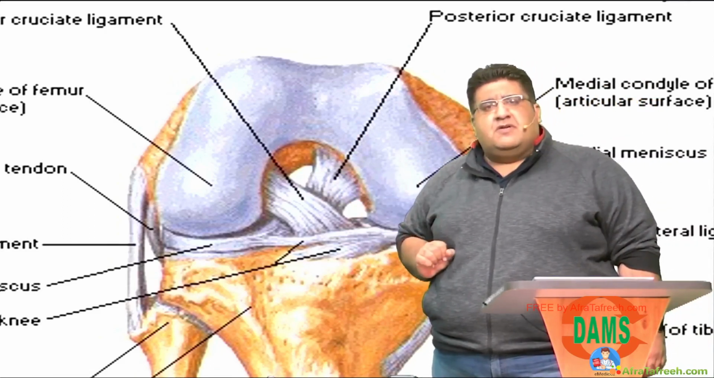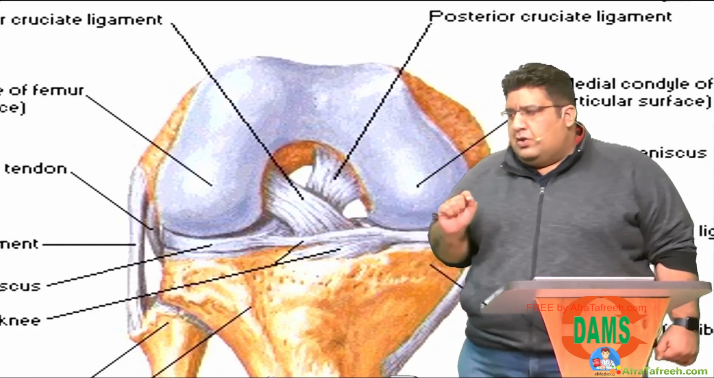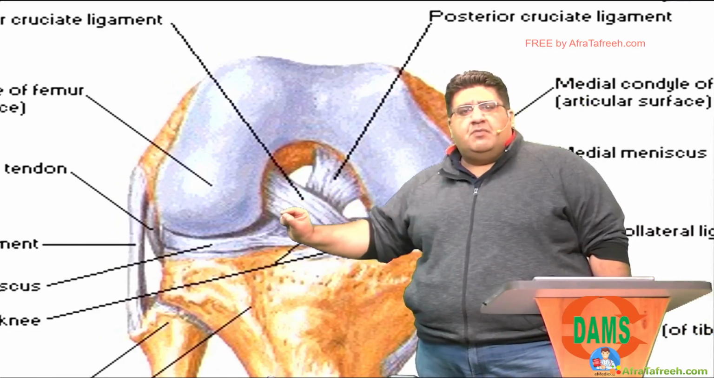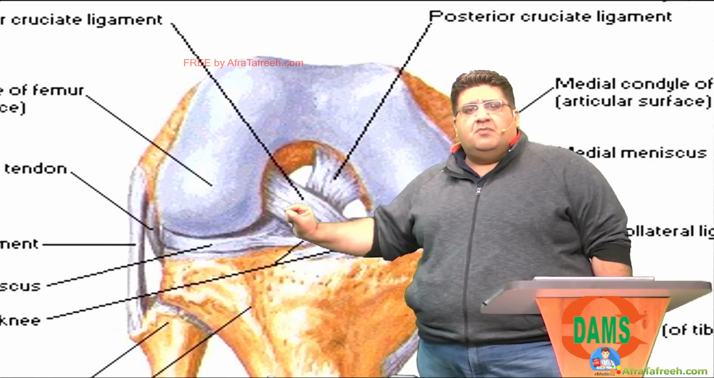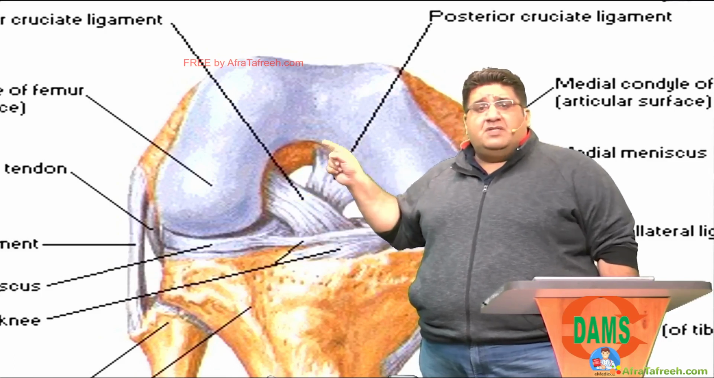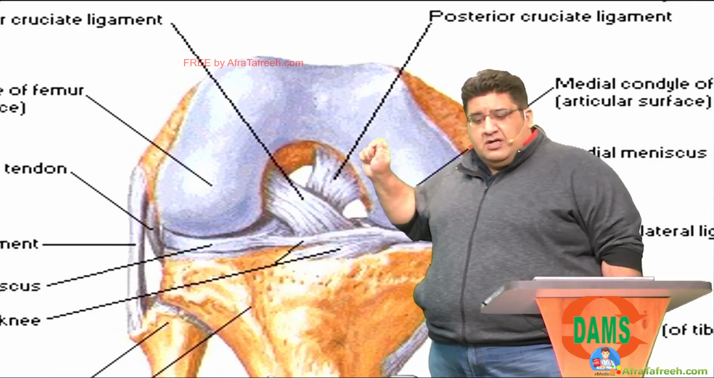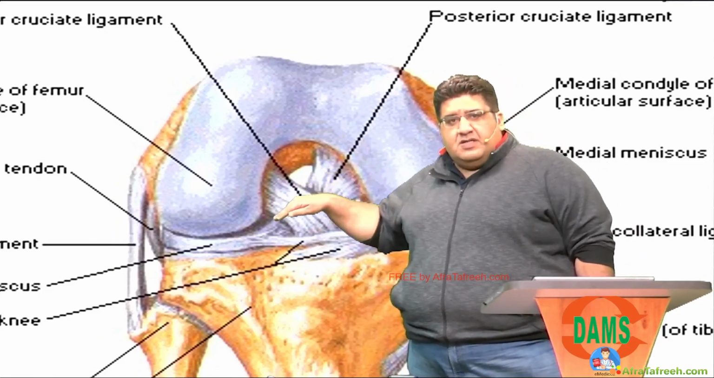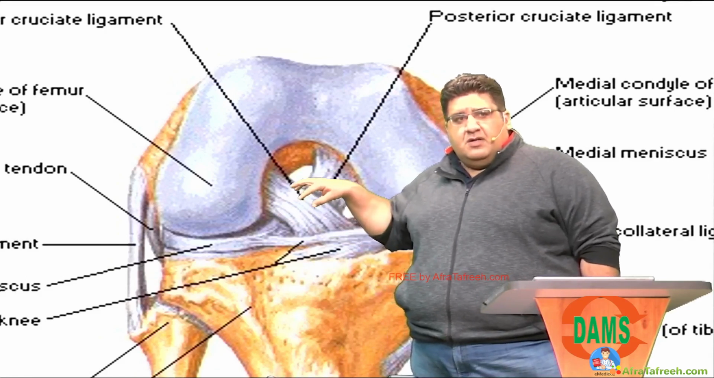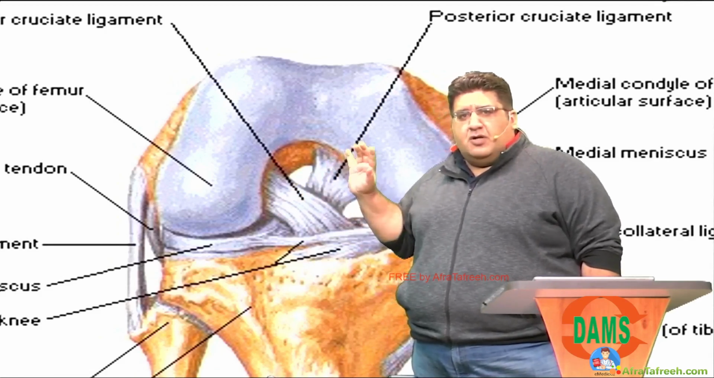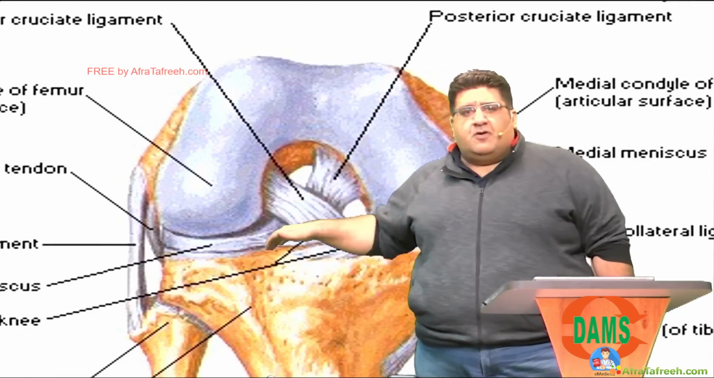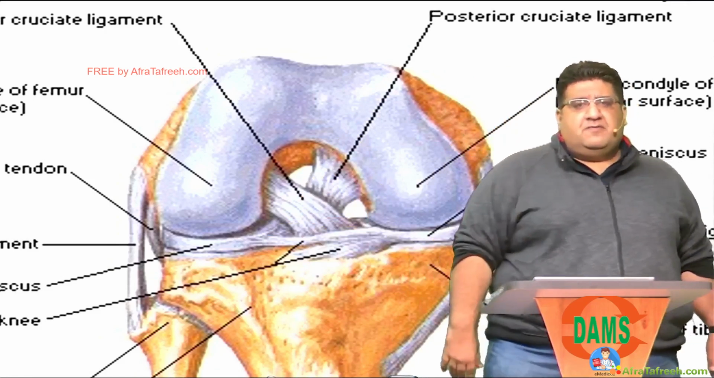Let's talk about the third difference. The most common site for ACL tear is mid substance, mid bundle. The most common site for PCL tear is, it's not a tear, it is avulsion from the femoral attachment, not from the tibial but from the femoral attachment. This was the third difference.